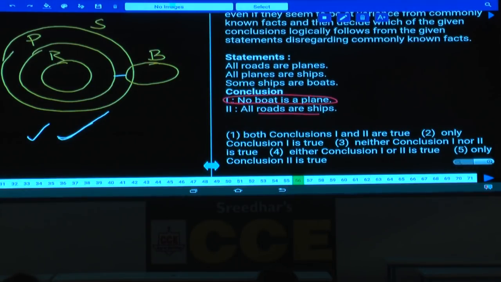A negative conclusion. As a negative conclusion follows, then what should happen here? Negative conclusion follows, then we should go for the alternate diagram by proving the complementary pair. What is the complementary here? No boat is a plane. Its complementary pair is some boats are planes.